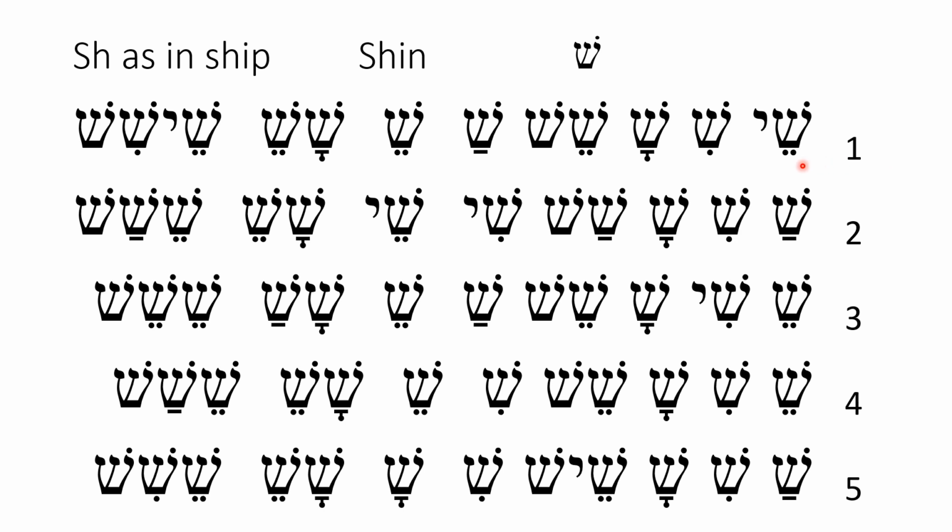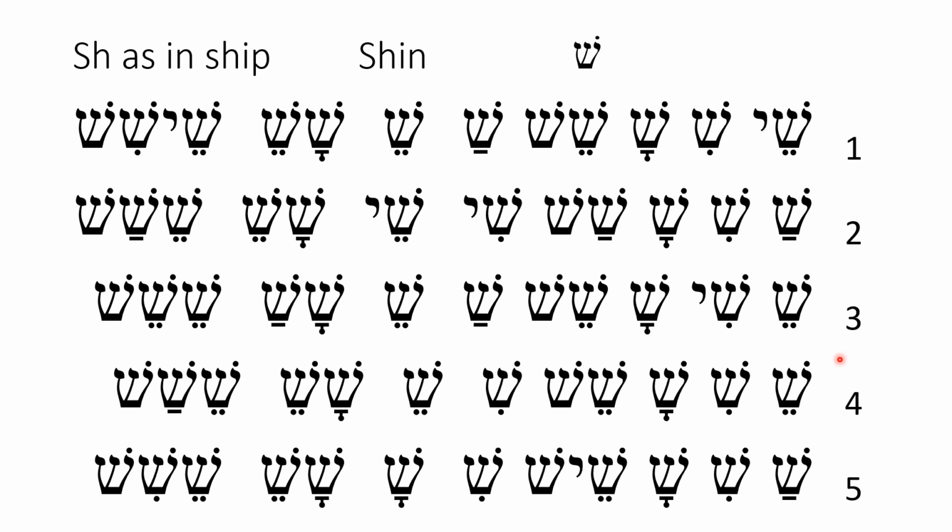Okay, let's start with line 1. We have shay, she, sha, shesh, sha, shay, sha, shay, shashay, shay, sheesh, sheesh. Line 2, sha, she, sha, shash, she, shay, sha, shay, shashay, shay, shash, shay, shash.